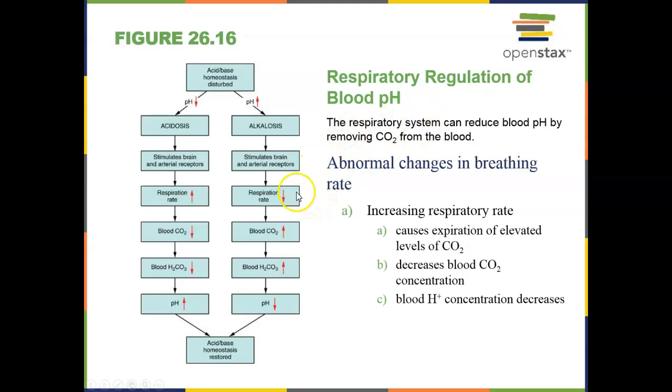If our pH is too high, so we're in alkalosis, then the brainstem is again stimulated to slow down. And so respiratory rates slow. Carbon dioxide levels increase. That means blood carbonic acid levels increase and our pH decreases. So here is increasing respiratory rate, and here you see the decreasing respiratory rate. So our respiratory system helps in maintaining our blood pH. Our urinary system is what controls it for long term.